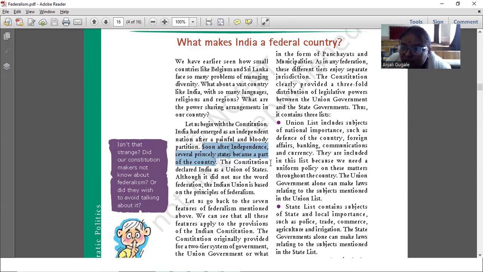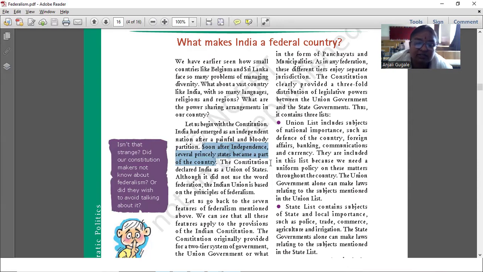And that makes India a federal country, because all these separate princely states were like kingdoms. They agreed to become a part of a larger country, that is India. They were not independent on their own. They became a part of India, they got merged with India. The Constitution declared India as a union of states, and they willingly did it. It's not that they were forced to. Although it did not use the word federation, the Indian Union is based on the principles of federalism.